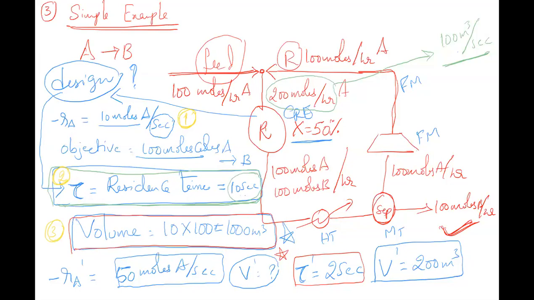I am trying to give simple numbers so that you will get the numbers on hand easily. So 200 moles per hour goes in. Out of that, you will have 100 moles per hour of B as the outlet, and 100 moles of A is unconverted, which you are recycling back into the reactor. Now the objective is the design of this particular reactor.